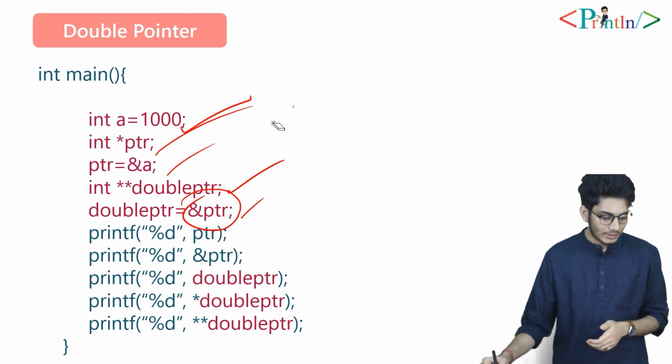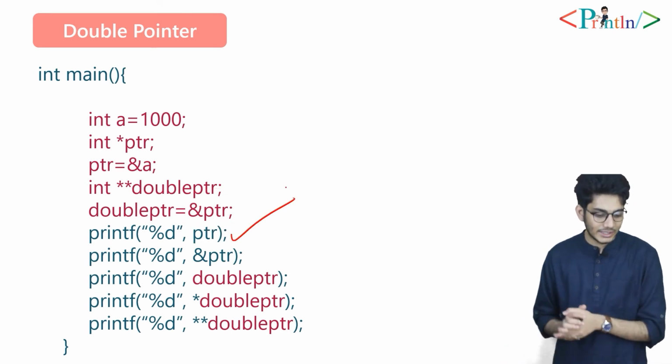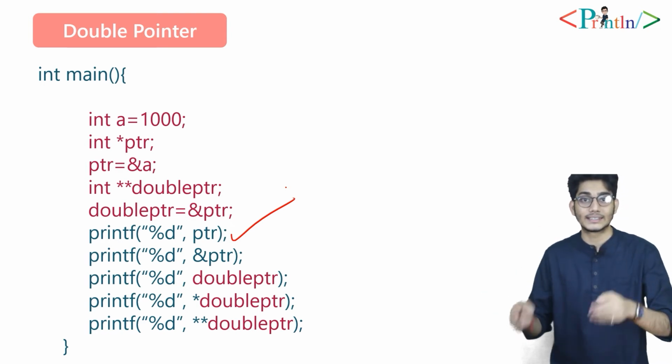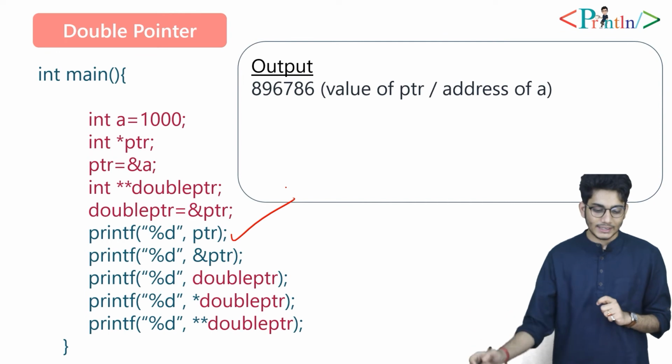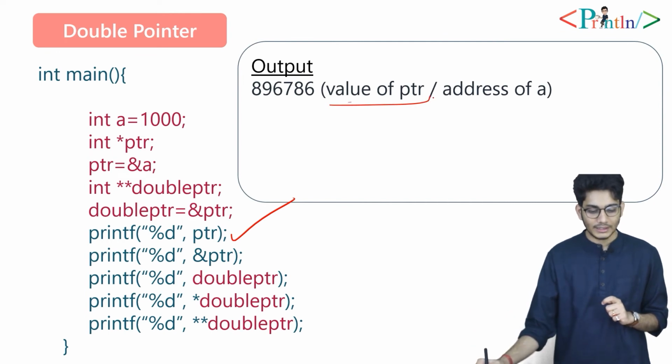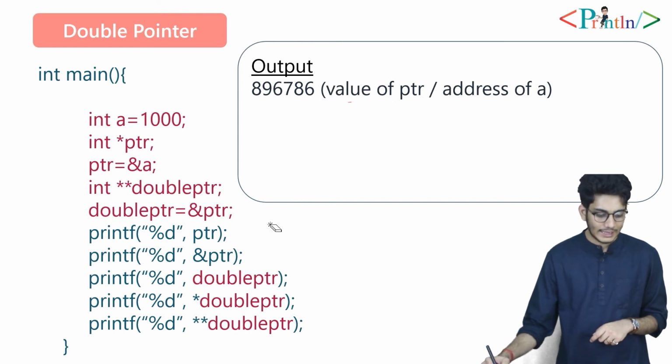Now we are basically printing ptr. What is ptr? What does ptr contain? It contains the address of A. So it will print the value of ptr, or the address of A. Is this clear? Now we'll talk about what will print when we print &ptr.